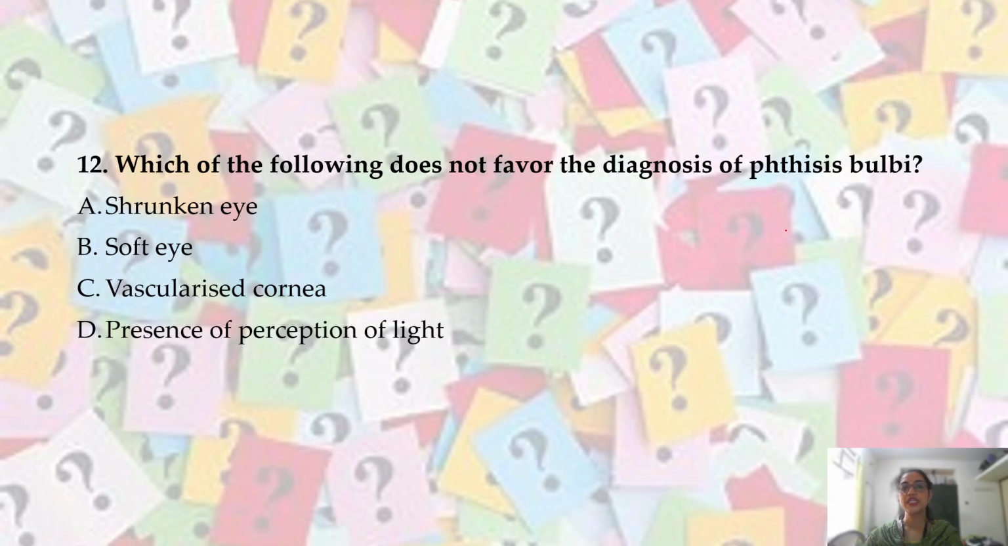Which of the following does not favor a diagnosis of phthisis bulbi? So phthisis means shrinkage. This was referred to TB in the past, when the patient would lose all his weight and get emaciated. So phthisis bulbi, bulbi means eyeball. The eyeball becomes shrunken. So it is an end stage of any chronic uveitis.